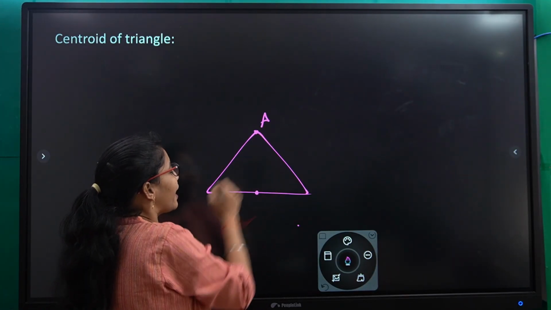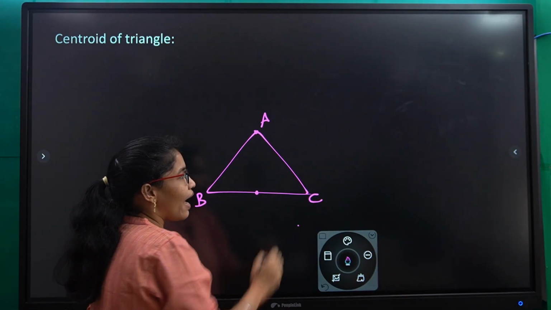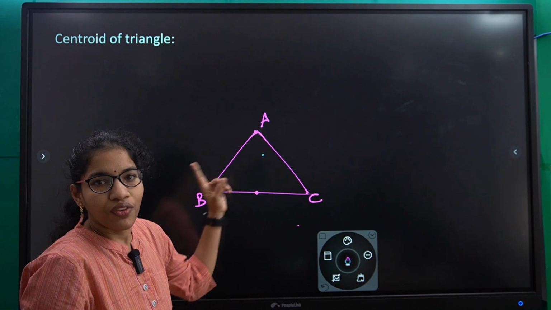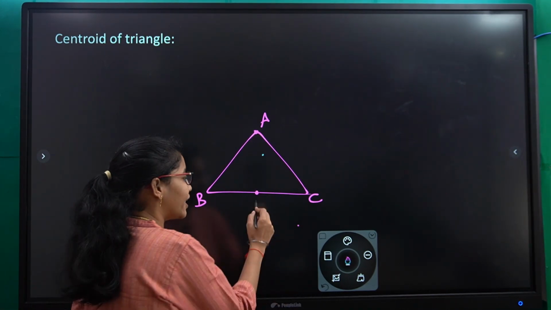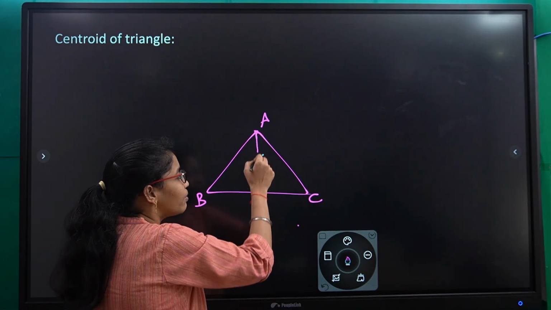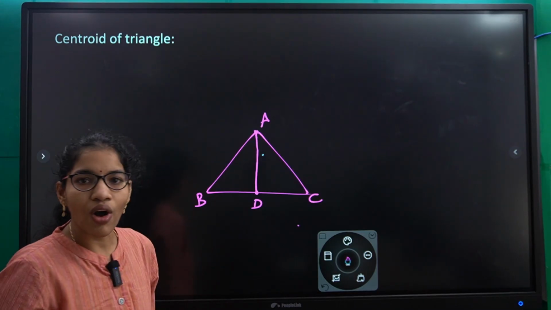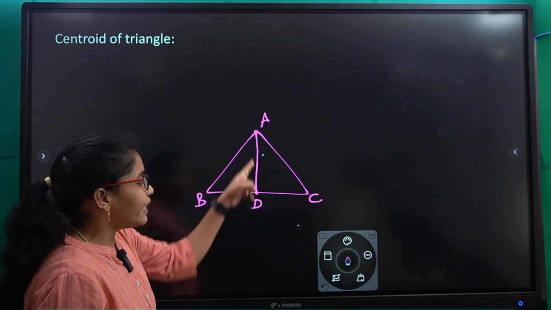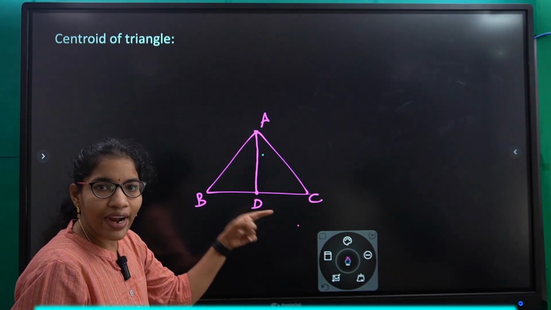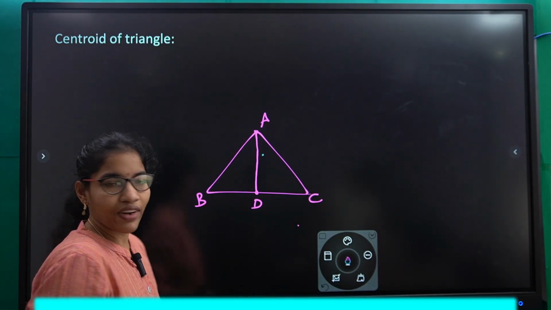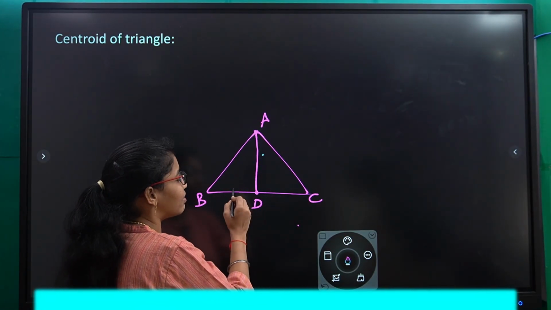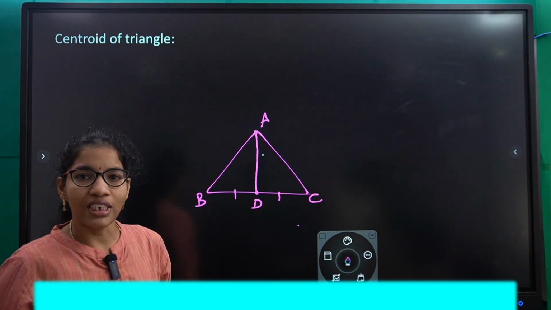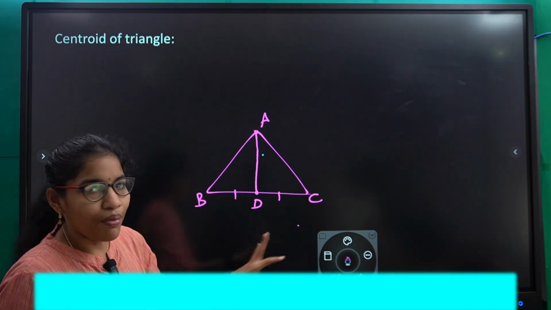So take ABC as one triangle, and from the vertex A to the midpoint of BC, we can take it as D. The line joining the vertex and the midpoint of the opposite side we call a median, right? So AD is the median, meaning AD divides BC into two equal halves. That means AD bisects BC. So BD equals DC here, right? So this is called a median.